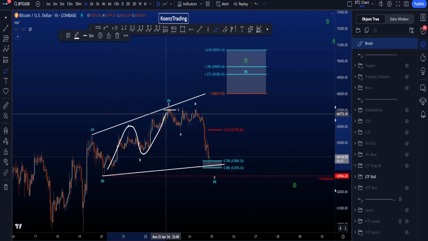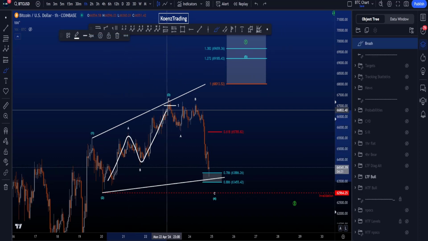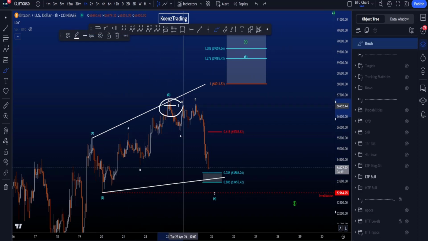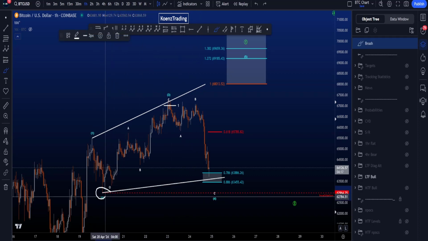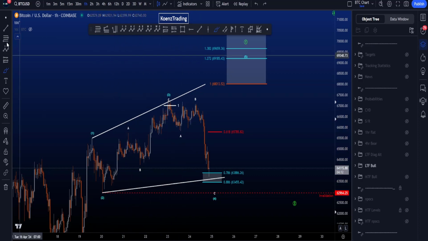We have a nice 3-wave move up in a wave 3, where wave C and then a wave A, B, C, 5, 3, 5 also hit the 1-to-1 trend-based fib extension from the low to the high of A to the low of B, which is exactly what we like to see.